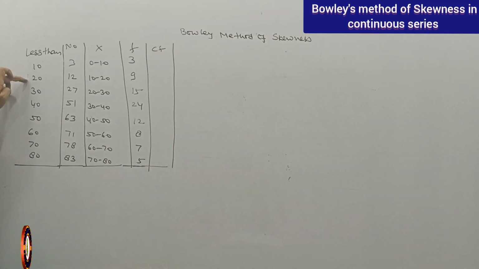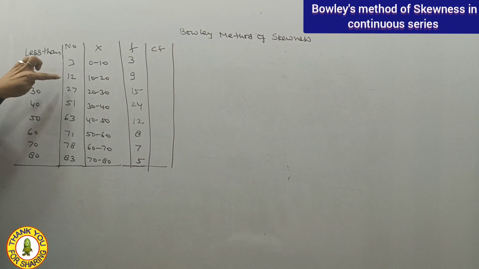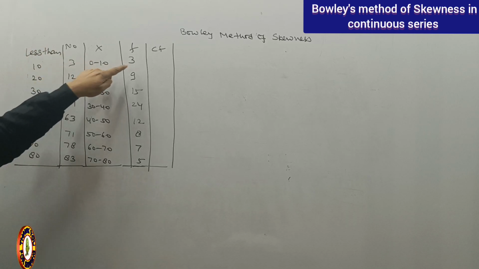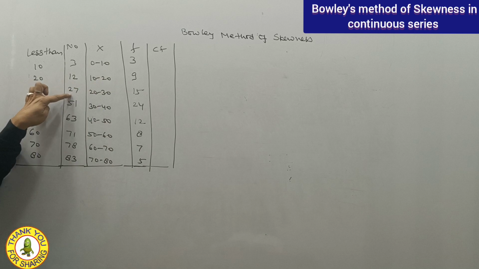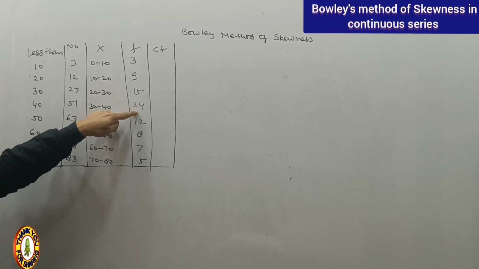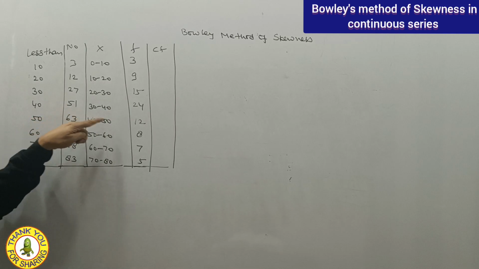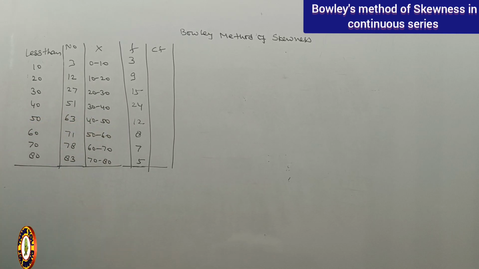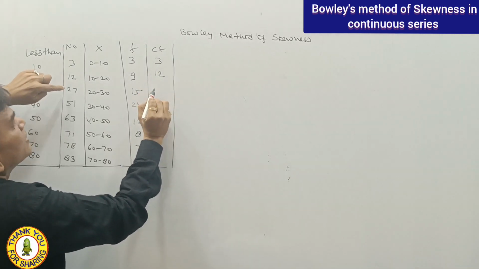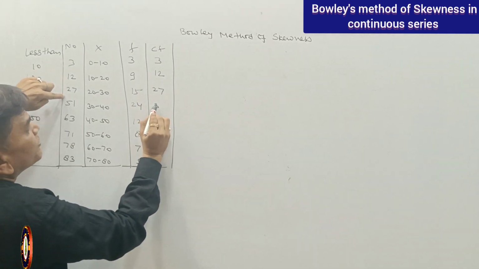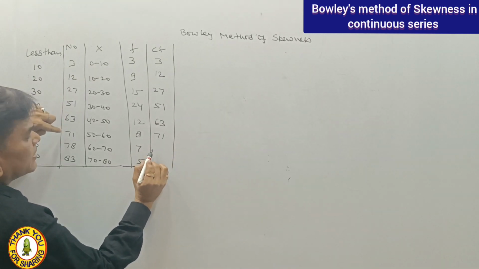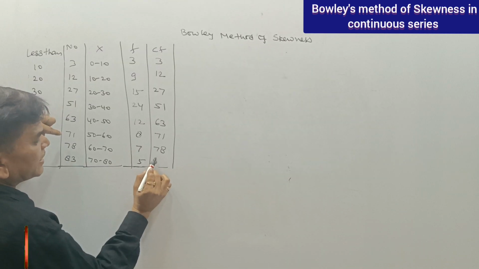If a less than series is given, we have to subtract the first from the second, 12 minus 3. First is 3, 12 minus 3 is 9, 27 minus 12 is 15, 51 minus 27 is 24, 63 minus 51 is 12, like this. The CF is already given: 12, 27, 51, 63, 71, 78 and 83.